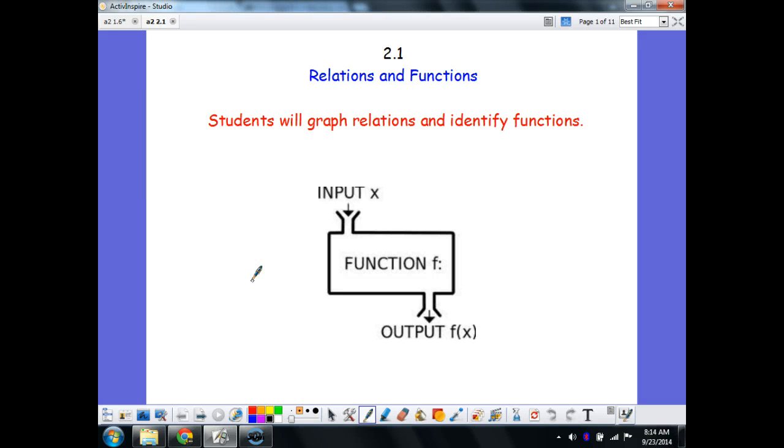In section 2.1, we're going to look at different ways, and it's just kind of an introduction into functions. You've probably seen this before, especially in Algebra 1, where you have an input, which is your x, you apply a function to it, and then you get a certain output. So today we're just going to basically review some of those different aspects, different terminology when dealing with functions.